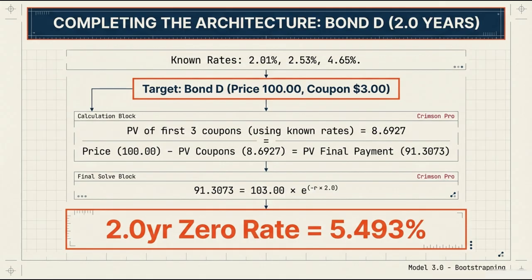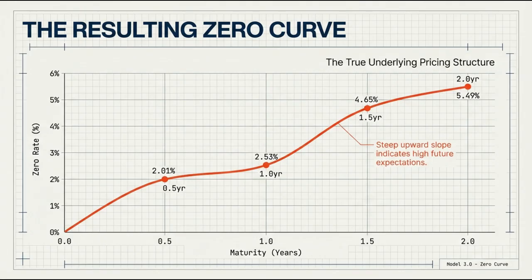And solving for that final unknown rate, we find the 2.0-year zero rate is approximately 5.493%. And we've done it. We've successfully engineered a continuous zero coupon curve: 2.010% for half a year, 2.532% for 1 year, 4.650% for 1.5 years, and 5.493% for 2 years. This calculation just demonstrates the profound reality that any single yield quote you see for a coupon bond is really just a rough summary. It is. The true underlying pricing structure relies on this curve.